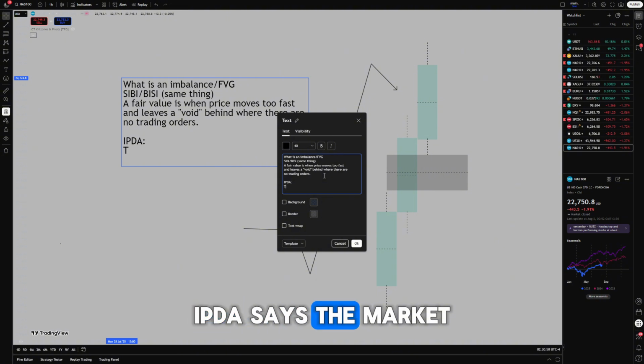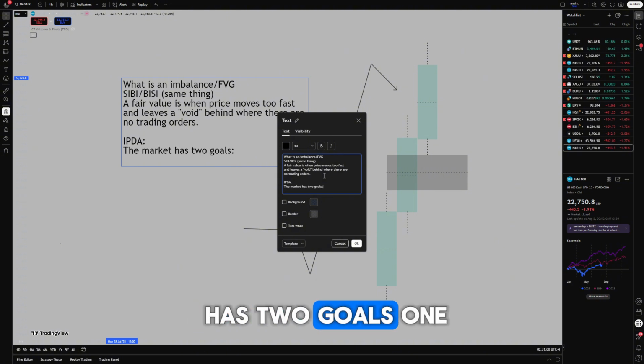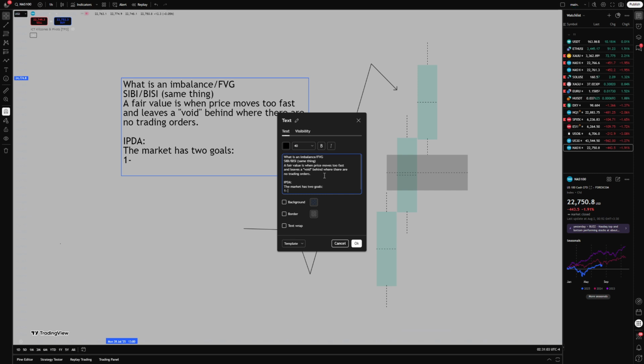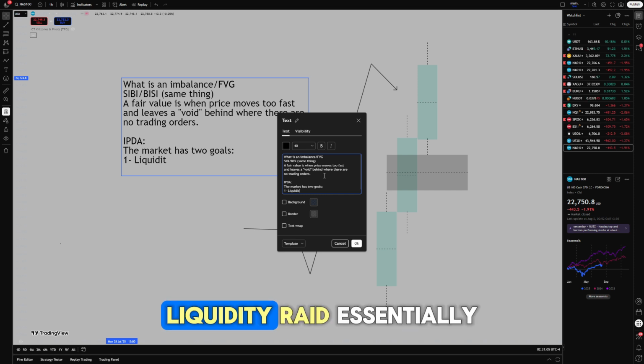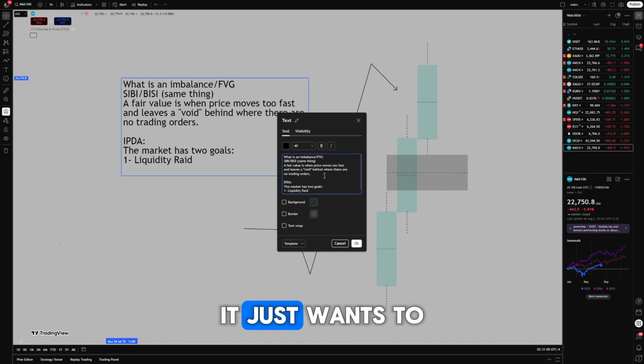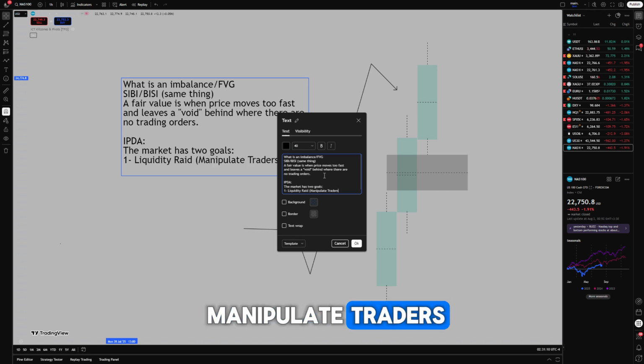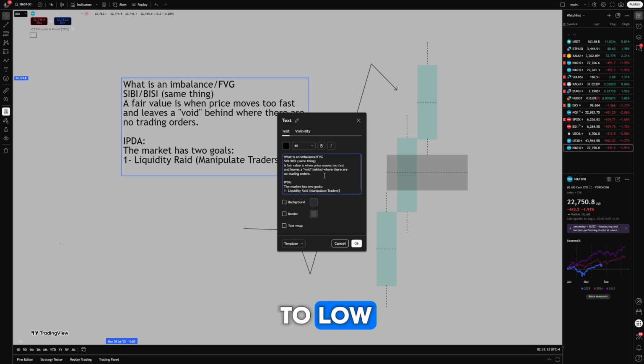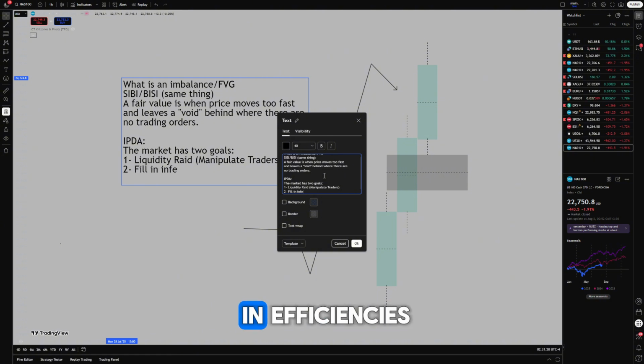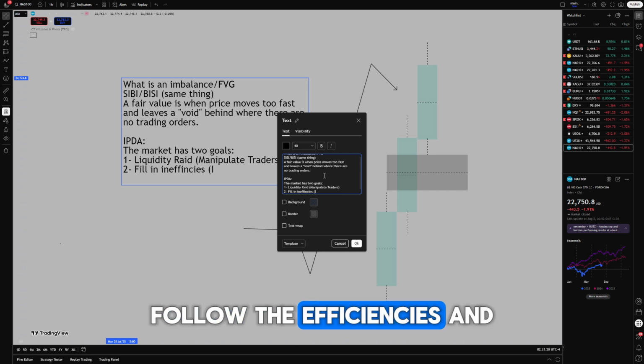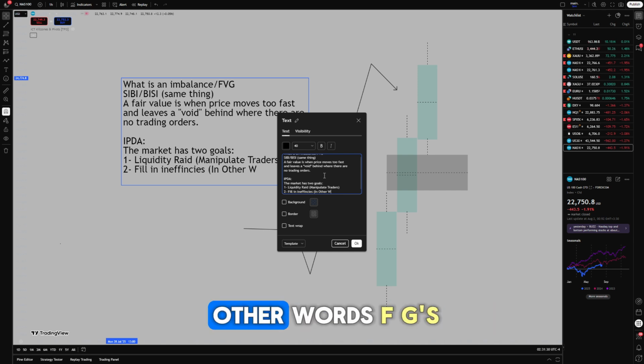IPDA says the market has 2 goals. 1, liquidity. Essentially, it just wants to manipulate traders. It goes from high to low and high to low and high to low. That's essentially the point of IPDA. And 2, fill in inefficiencies. If I can type, I think I wrote that correctly. Fill in inefficiencies, in other words, FVGs.